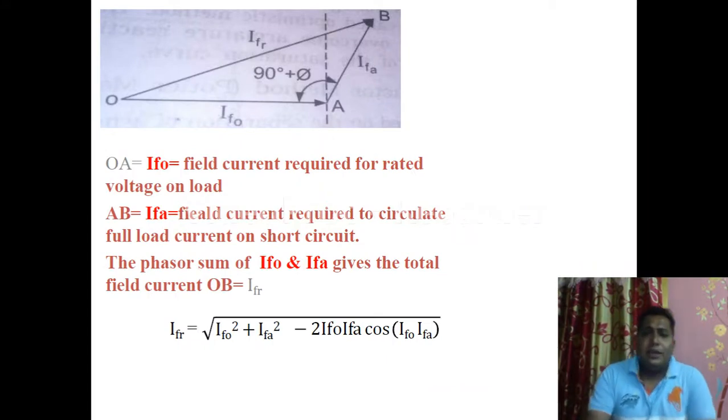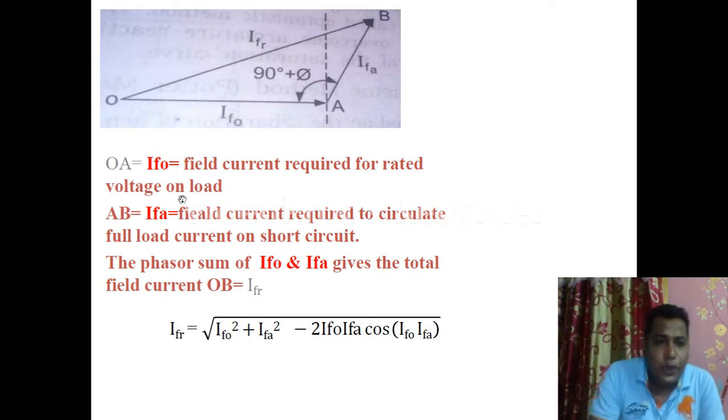Yes, this is the thing. As we can see, this is the open circuit field current, and this is the short circuit field current. So what is the resultant current? This one is the resultant current. OA, IF0, is the field current required for rated voltage on no load, and AB, IFA, is the field current required to circulate the full load current on short circuit. What is the vector sum of those two?